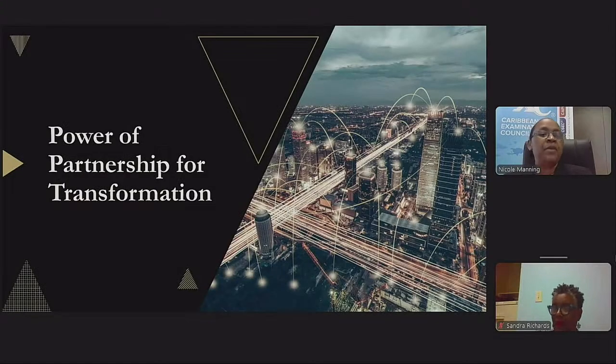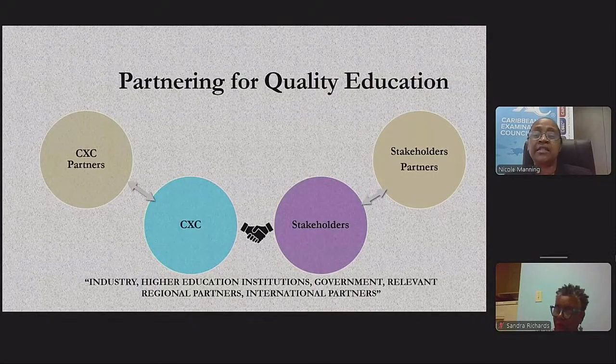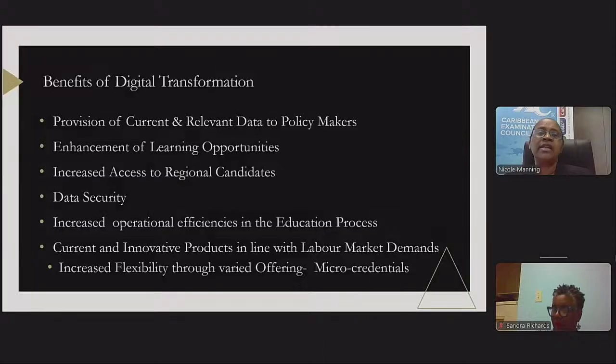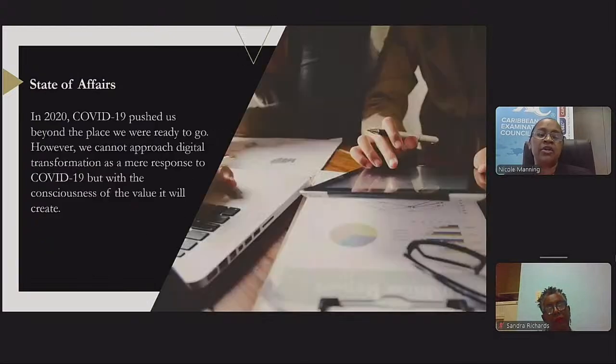Last but not least, the power of partnership for transformation is key for us. And as CXC has its own partners, we do know our stakeholders have their own. So the benefits of digital transformation, as I would have outlined, are provision of current and relevant data to our policymakers, enhancement of learning opportunities, increased access to our regional candidates wherever they are in the world, data security, increased operational efficiencies across the education process, most importantly, current and innovative products in line with labor market demands, as well as increased flexibility for our learners.